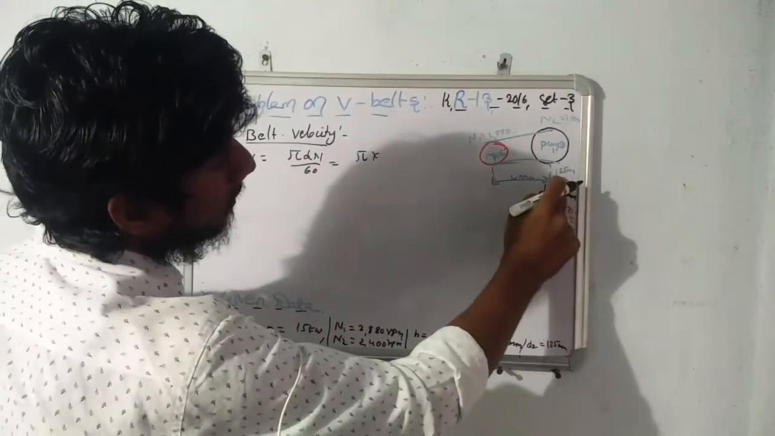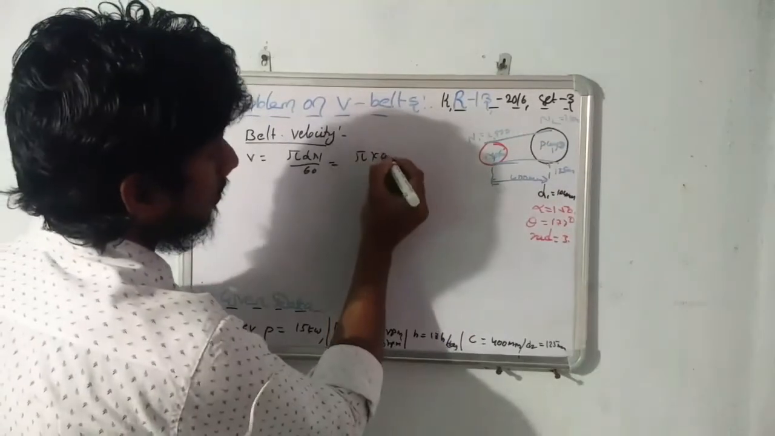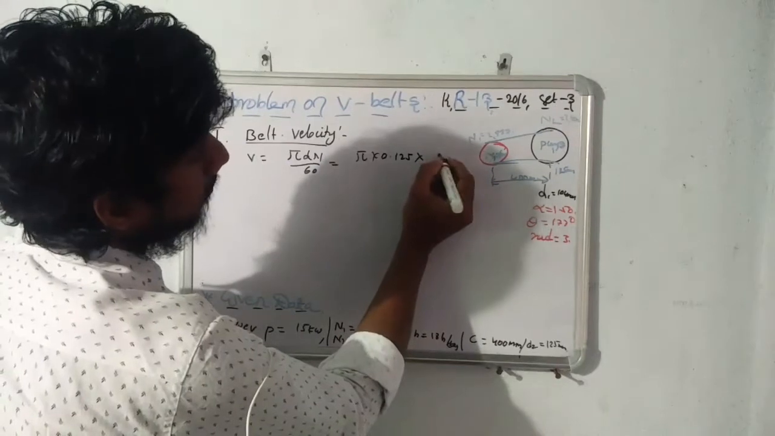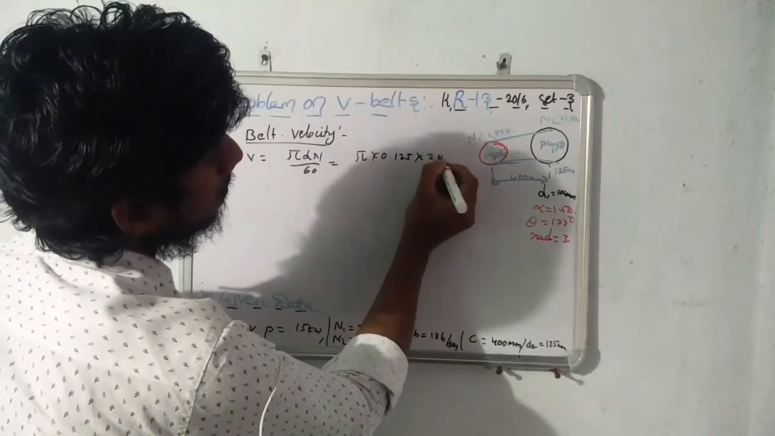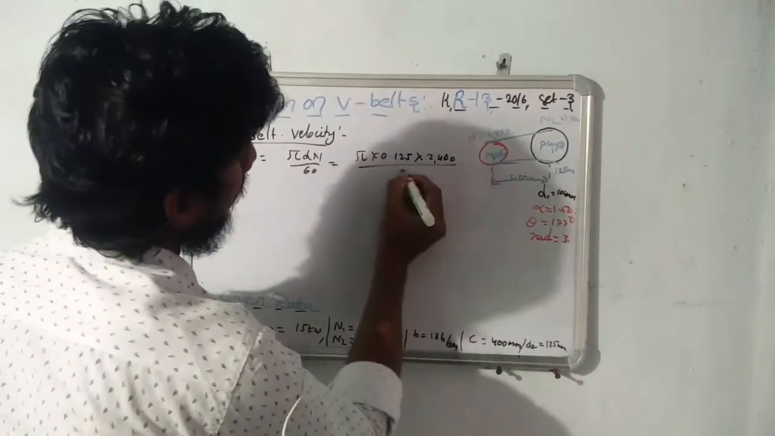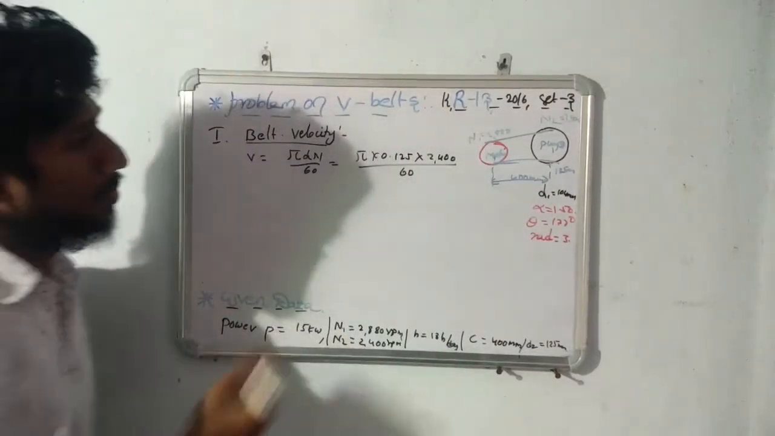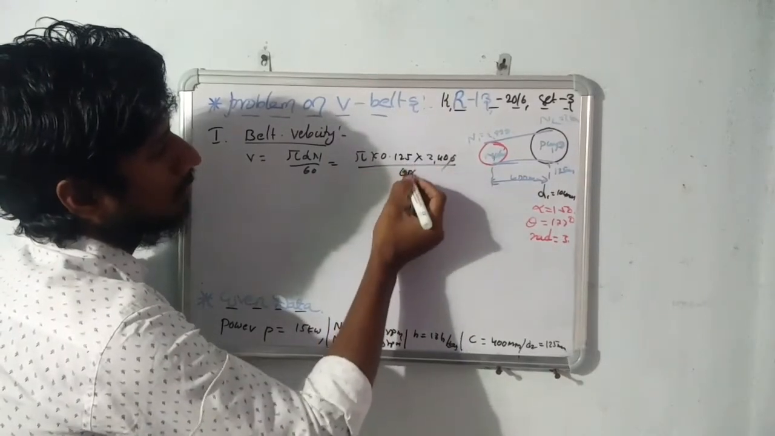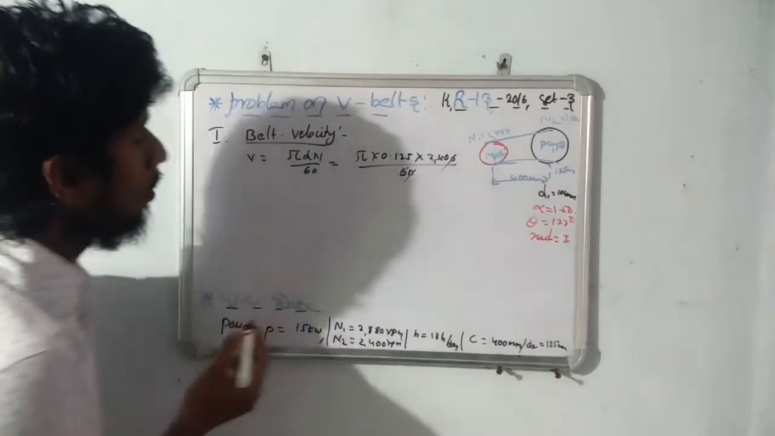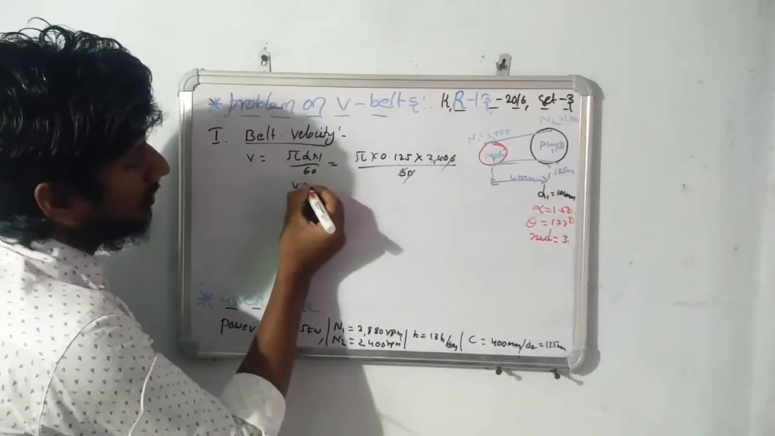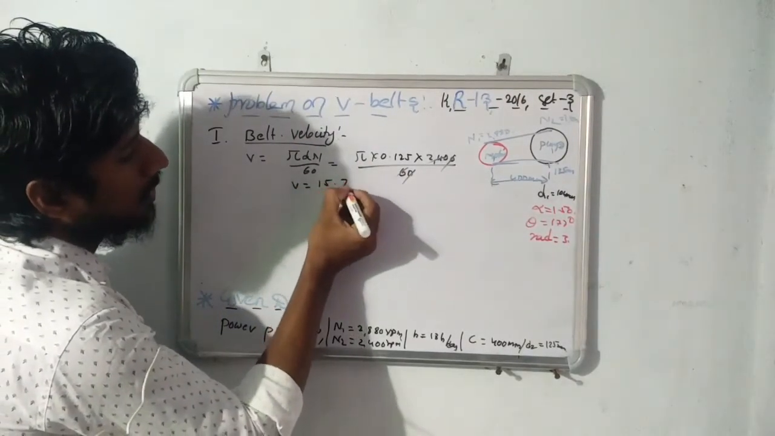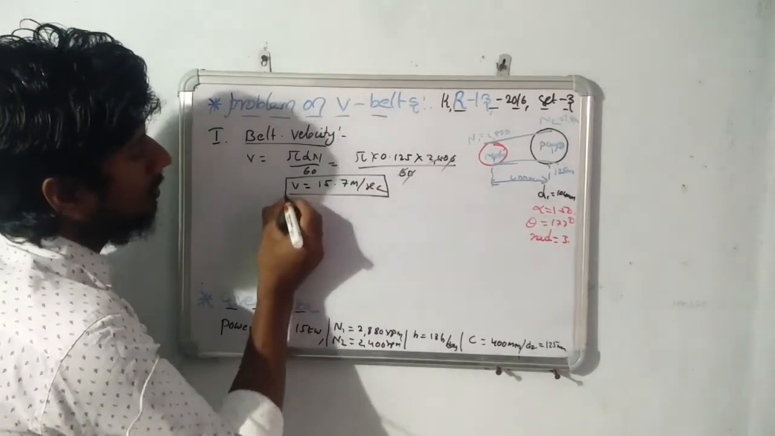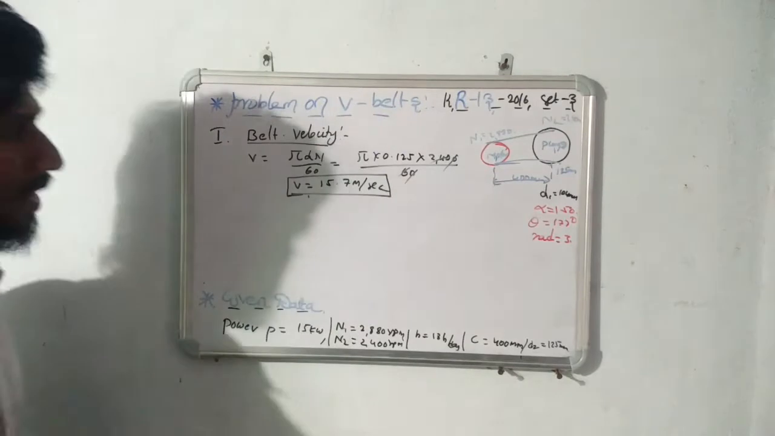Here I am considering the pump speed and pump diameter. The diameter of the pump is 125 mm, converted into meters. The speed of the pump is 2400, whole divided by 60. By simplifying this, we get the velocity equal to 15.7 meters per second. So this is the velocity of the belt.